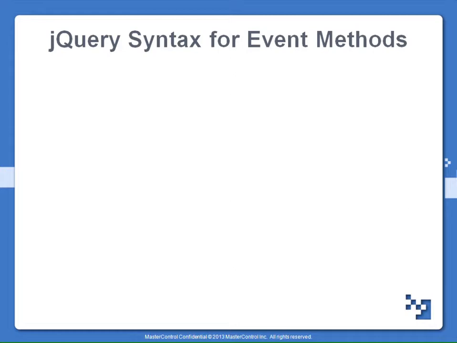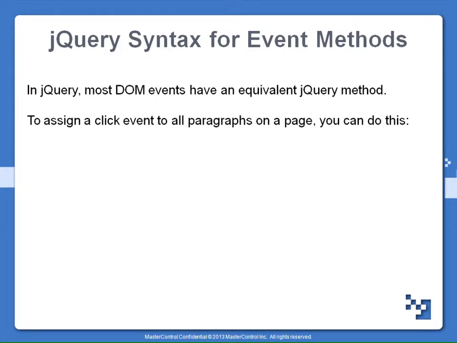Okay, so syntax for event methods. In jQuery, most DOM events have an equivalent jQuery method. To assign a click event, you do this. So this should look familiar. We just covered that. Dot click. So if you click on an element that has a p tag, that will then do something. Although that in and of itself doesn't do anything. You have to tell it to do something when you click.